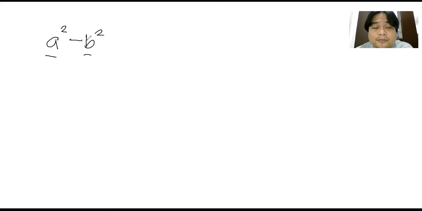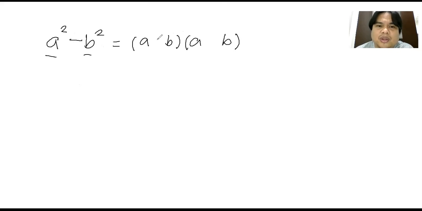That's why it's called the difference of two squares. So when you factor this, a squared minus b squared, the factored form of that is actually just the bases. The base of a squared is a, the base for b squared is b. So actually, you just have to copy those bases, and then the operations between the two are plus and minus. Easy as that.